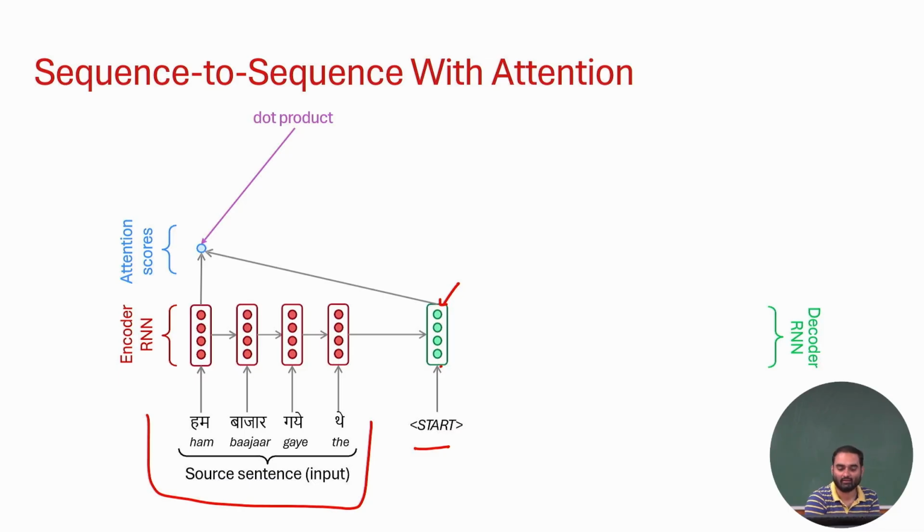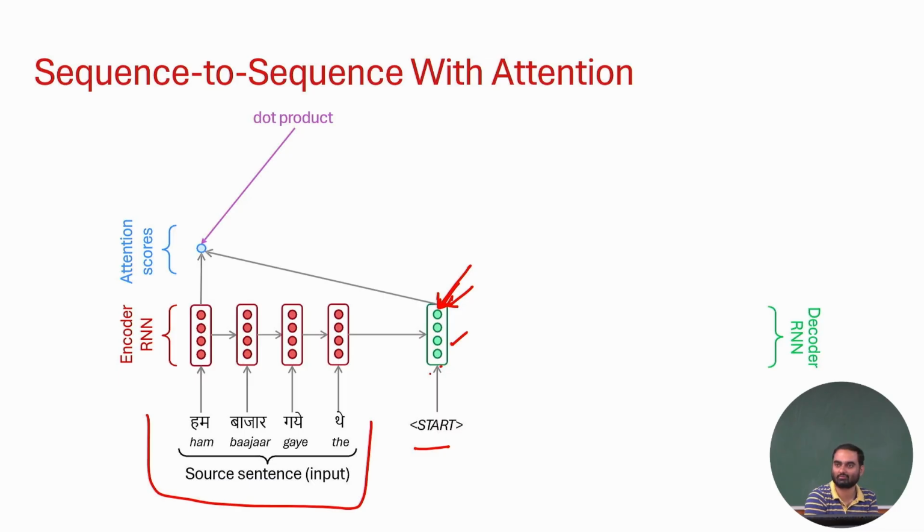right? What does it mean? It means that this state will try to see how similar the decoder state is with respect to the encoder states. Okay, so now remember, this is a vector, right? And all the hidden states are vectors, right? So what we do first, we take the dot product between the decoder state and each of the encoder states one by one, right?